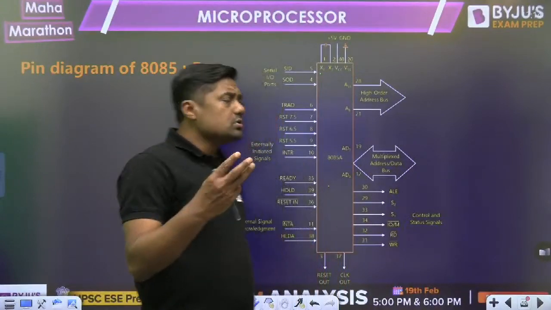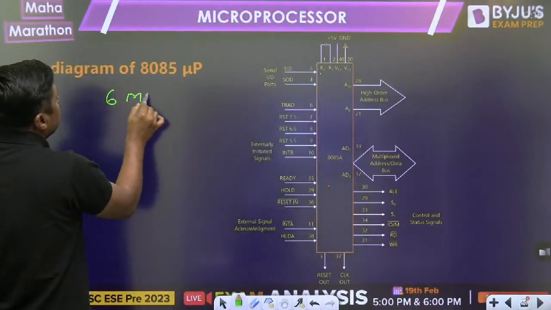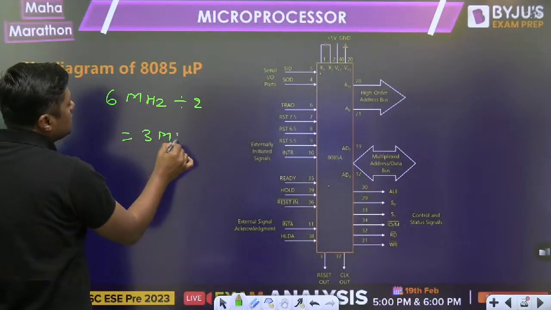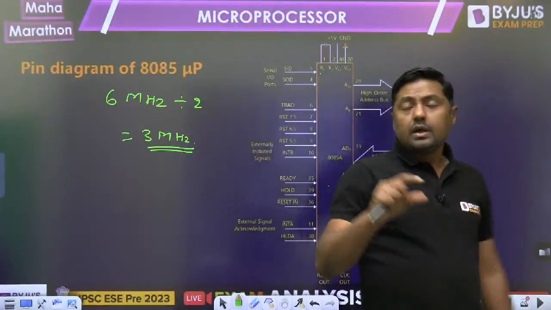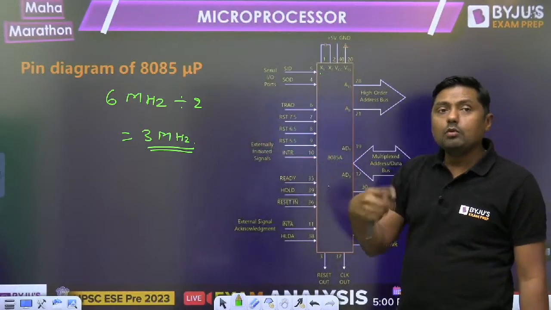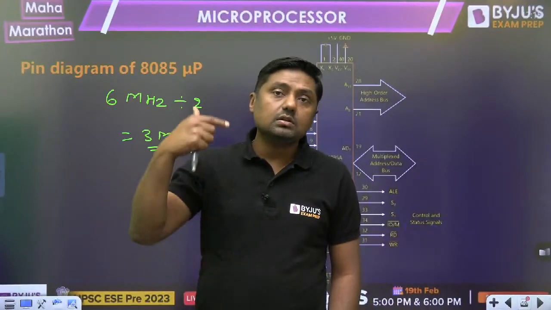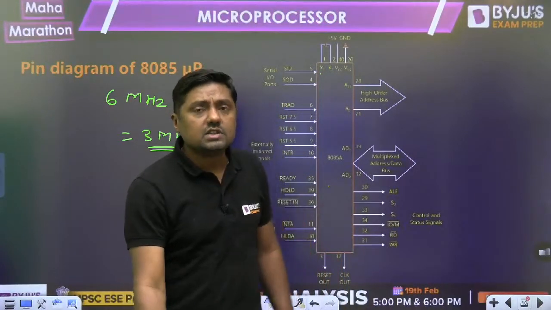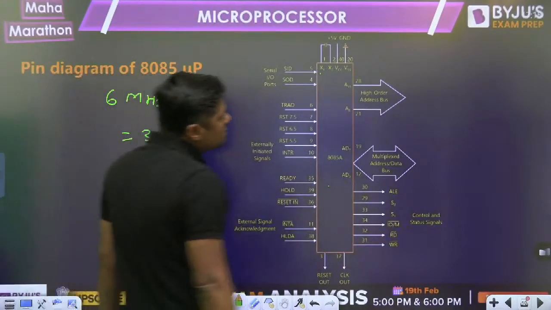Suppose we want 3 megahertz for this device, then the crystal oscillator will generate 6 megahertz, and internally it is divided by 2. That's why the clock frequency becomes 3 megahertz. Remember that. What will be the objective question? They will ask: if 3 megahertz is required for the microprocessor, then the crystal oscillator will generate just double, 6 megahertz. If it is 6 megahertz, then internally it is divided to 3 megahertz.